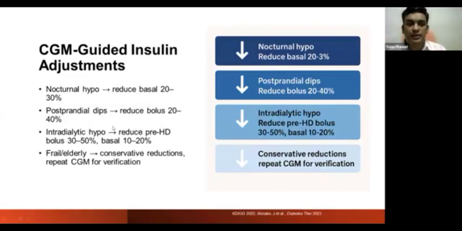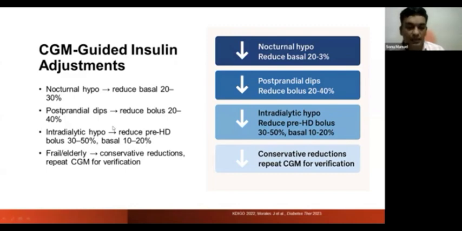Now, the practical utility of CGM, as we all have discussed, is to avoid the hypoglycemias. How you can avoid the hypoglycemias is when you use the CGM data to adjust the insulins. So there are basically nocturnal hypos, which is predominantly caused by the basal insulin. So you have to reduce the basal insulin by around 20 to 30%. If there are postprandial dips, reduce the bolus doses by 20 to 40%. And for intradialytic hypos, reduce the pre-HD bolus by 30 to 50% and basal by 10 to 20%.